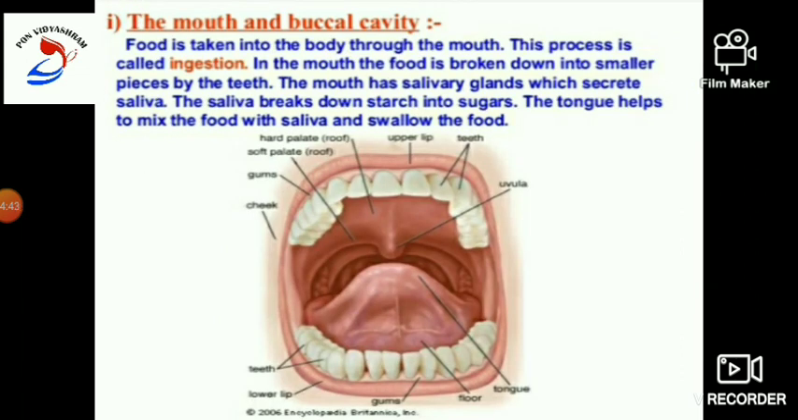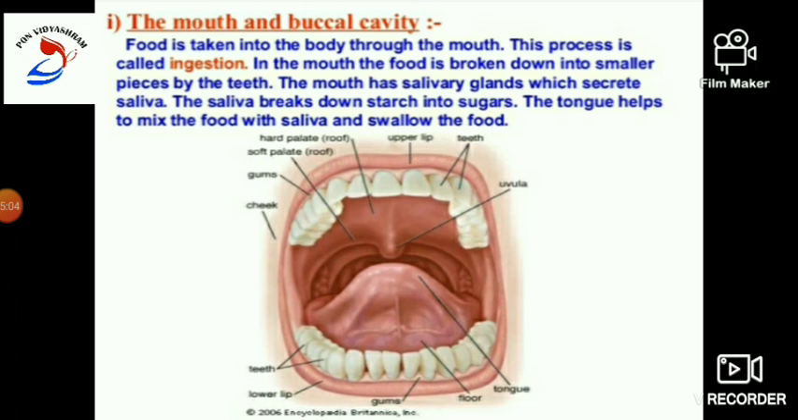Now let us discuss the mouth and buccal cavity. The food is taken into the body through the mouth. Taking in food is called ingestion. In the mouth, the food is broken down into small pieces by the teeth. About the teeth, we will be discussing in the next slide.